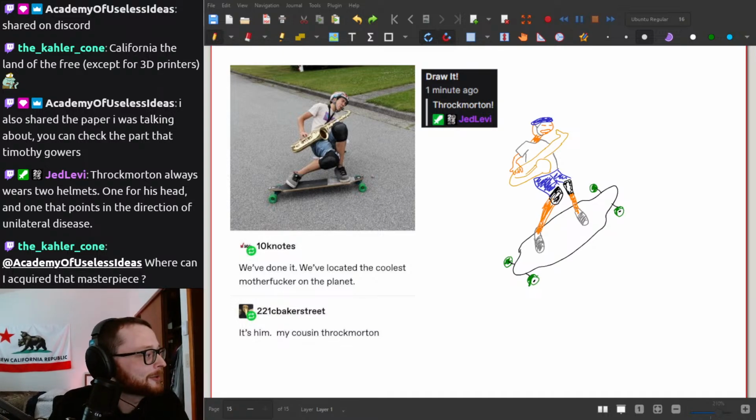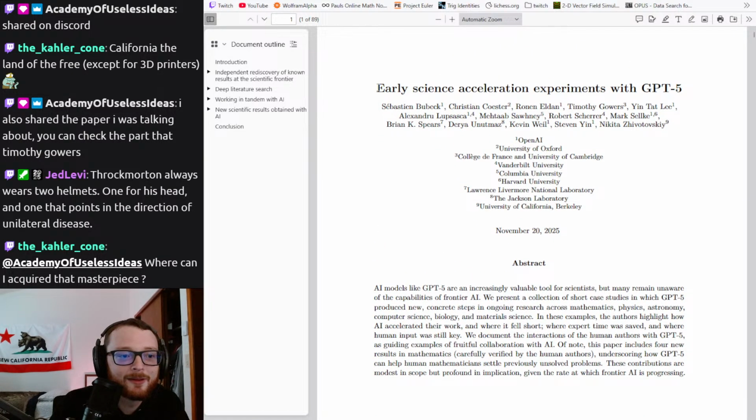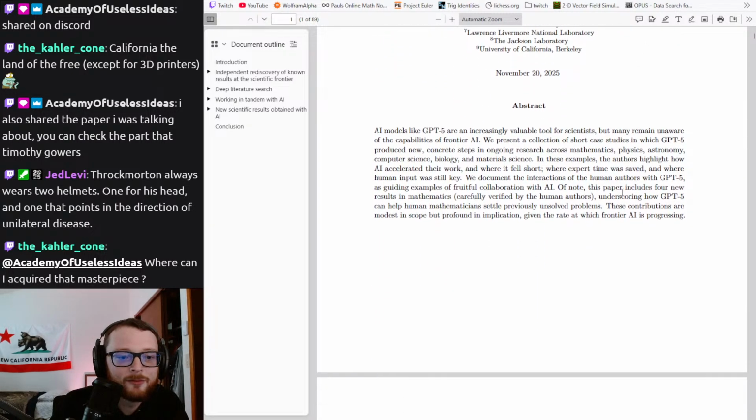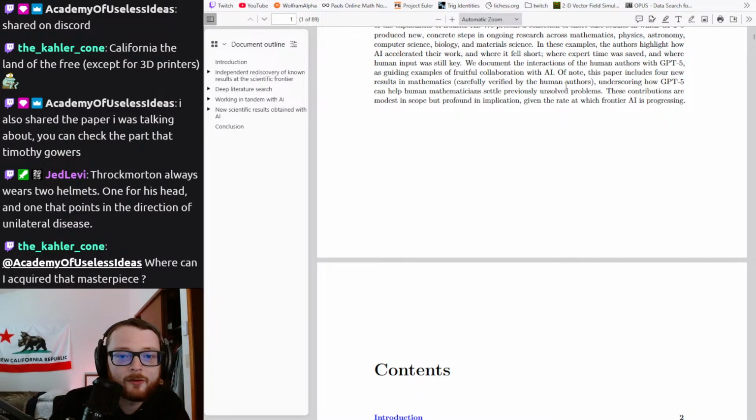Okay, Slim did share this article about using ChatGPT to try and discover new things. I just wanted to quickly see what it's about. Case studies in which GPT-5 produced new concrete steps in ongoing research across mathematics, physics, and astronomy. Yada yada yada. AI started their work where it fell short. We see 4 new results in mathematics, carefully verified by human authors.